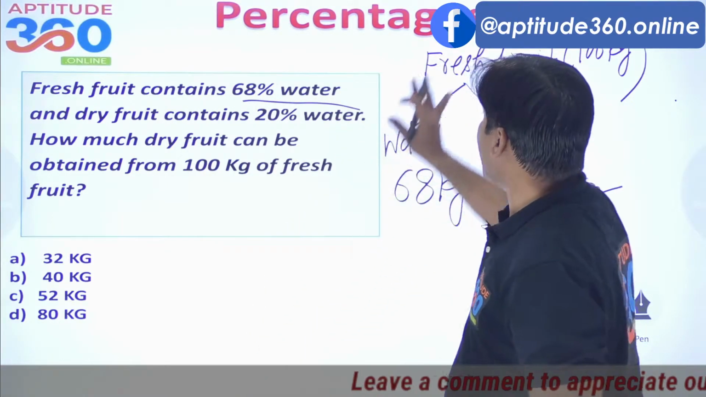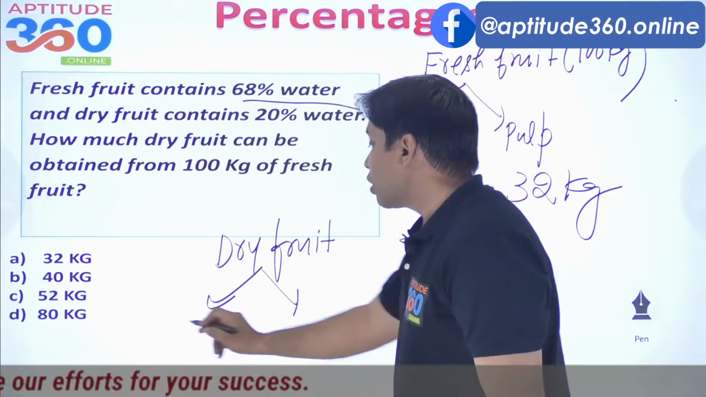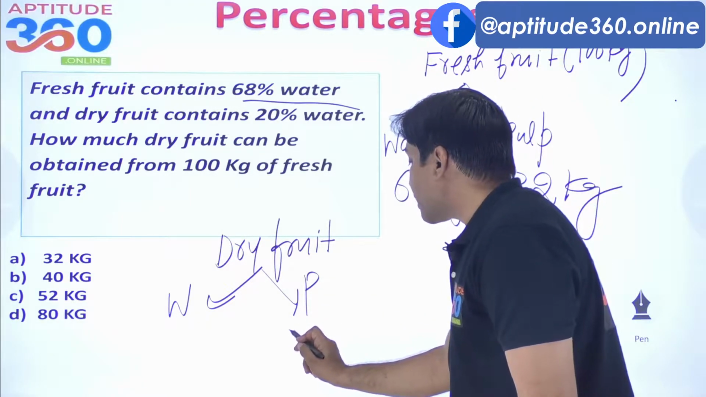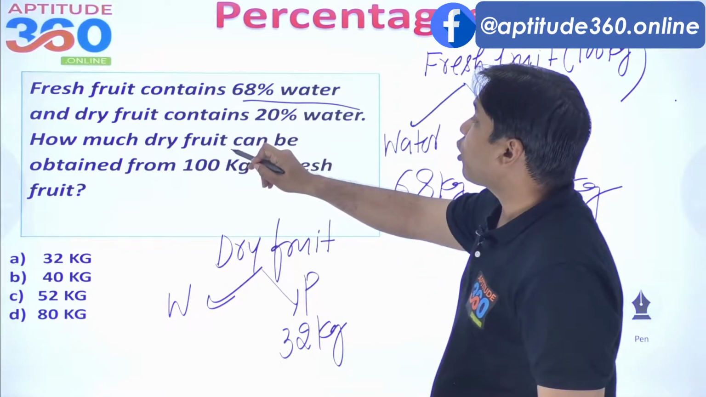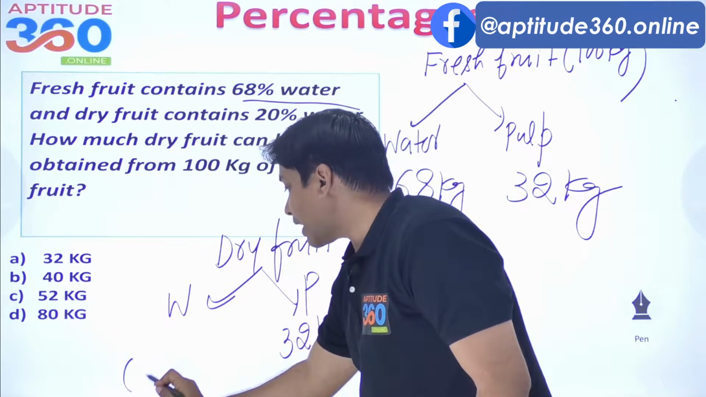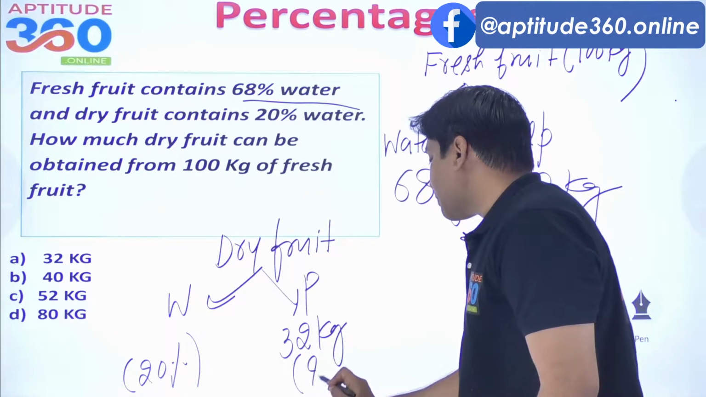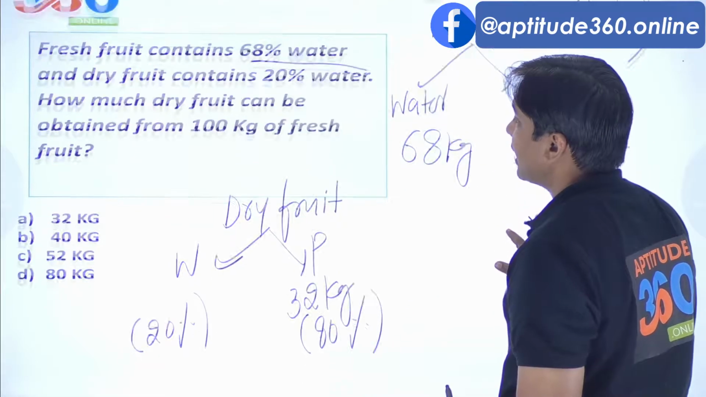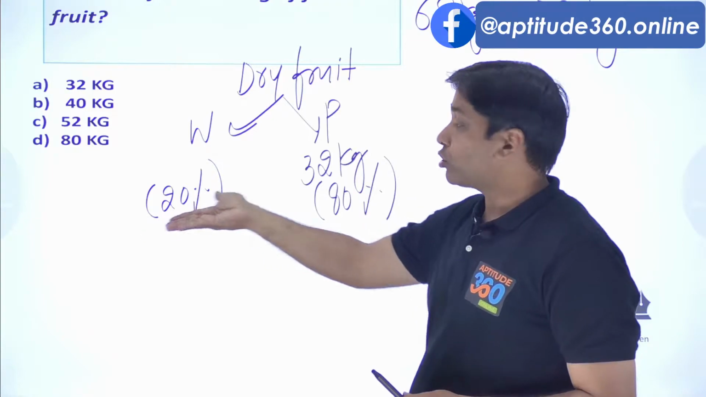Now, what is that they are trying to tell you? In dry fruit, you have got water, and then you have got pulp, right? And this pulp over here is 32 kilogram. But as per the problem, in dry fruit you have got 20% water. I'll write 20% water. So in terms of percentage, can I say that this is going to be nothing but 80%? Do you understand this thing? And if that is the case, so dry fruit 20% is water, 80% is pulp.